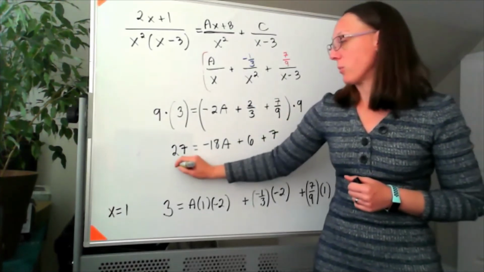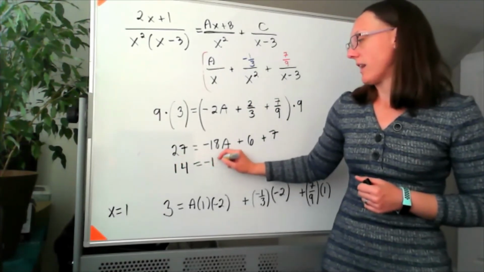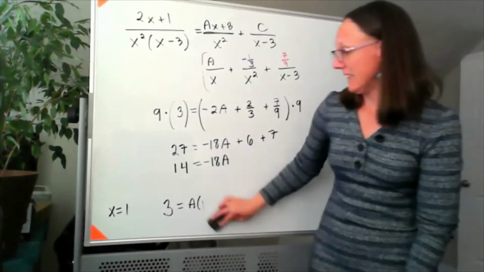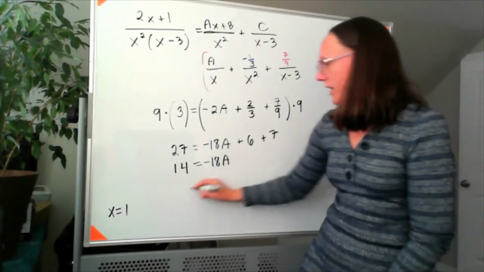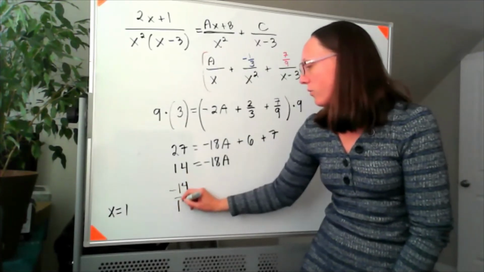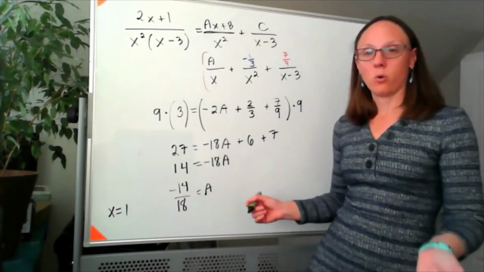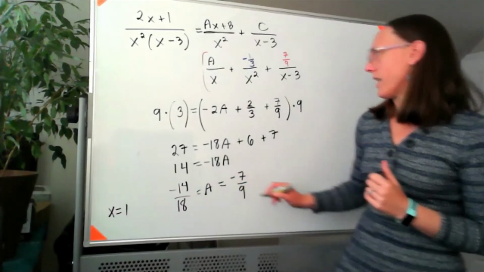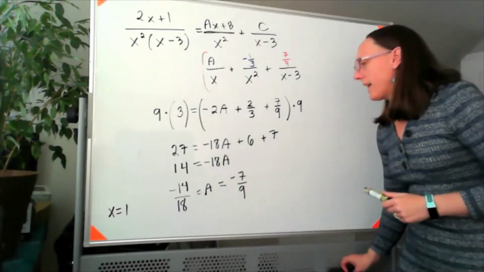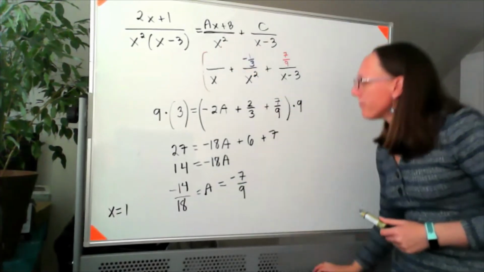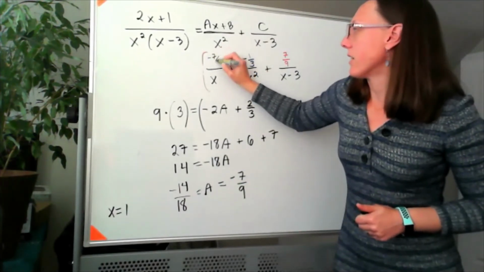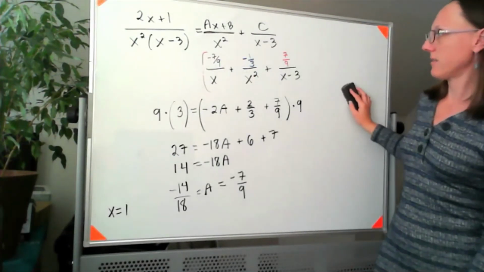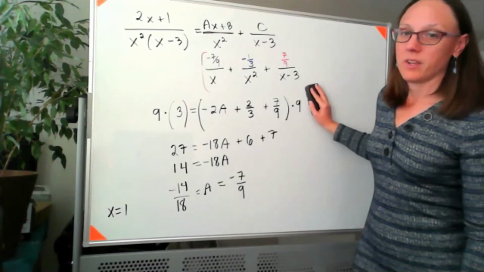And if I subtract that from both sides, I'll be down to 14 is equal to negative 18A. And we've almost got it. I'm looking at negative 14 over 18 is equal to A. Or if we wanted, both of those are divisible by 2. And that's a negative 7/9. So now I know what A is. Negative 7/9. And we are ready to integrate this. I'm erasing my algebra.